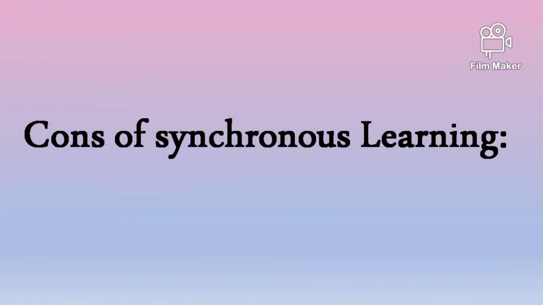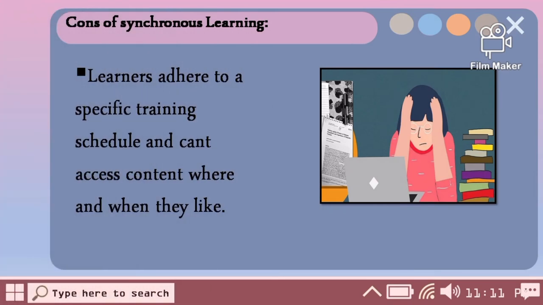Cons of synchronous learning: learners adhere to a specific training schedule and can't access content where and when they like. It means that synchronous learners have to be online at a certain time, and therefore, their learning has to adhere to a specific training schedule. Learners can't access content where and when they like. To accommodate your learners and offer more flexibility, you could provide a webinar recording of the training session through your LMS.